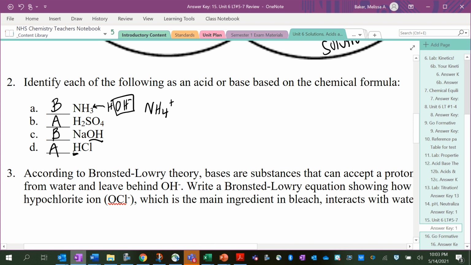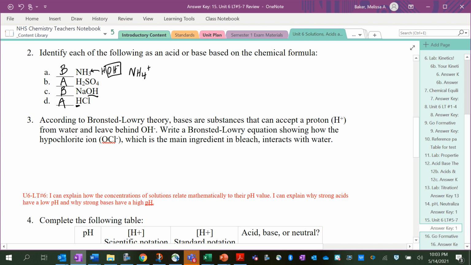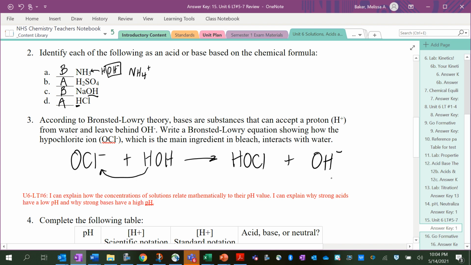Starts with an H. According to Bronsted-Lowry theory, bases are substances that can accept a proton from water and leave behind OH minus. Write a Bronsted-Lowry equation showing how the hypochlorite ion, which is the main ingredient in bleach, interacts with water. So it's going to steal the H and become HOCl, and then it's going to leave behind this hydroxide ion and make this a basic solution.